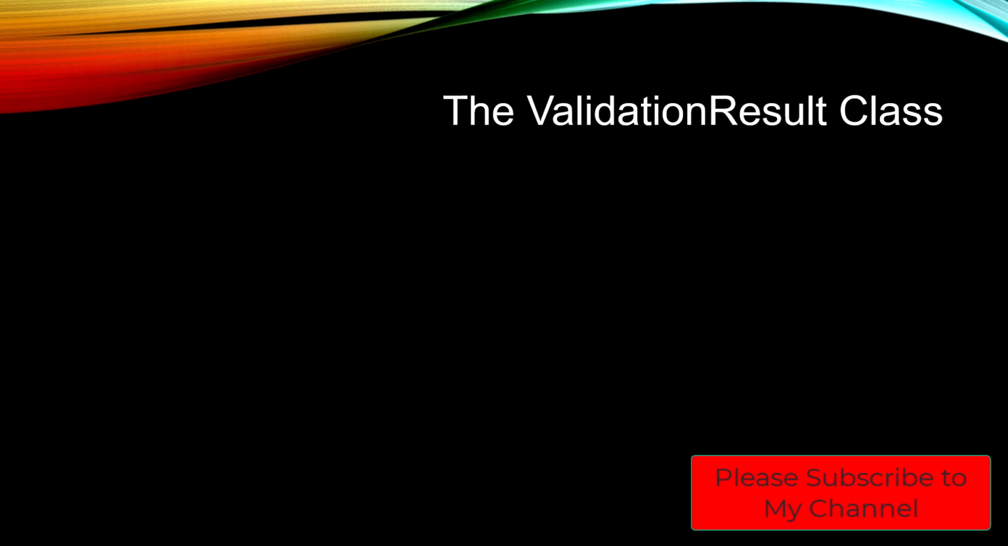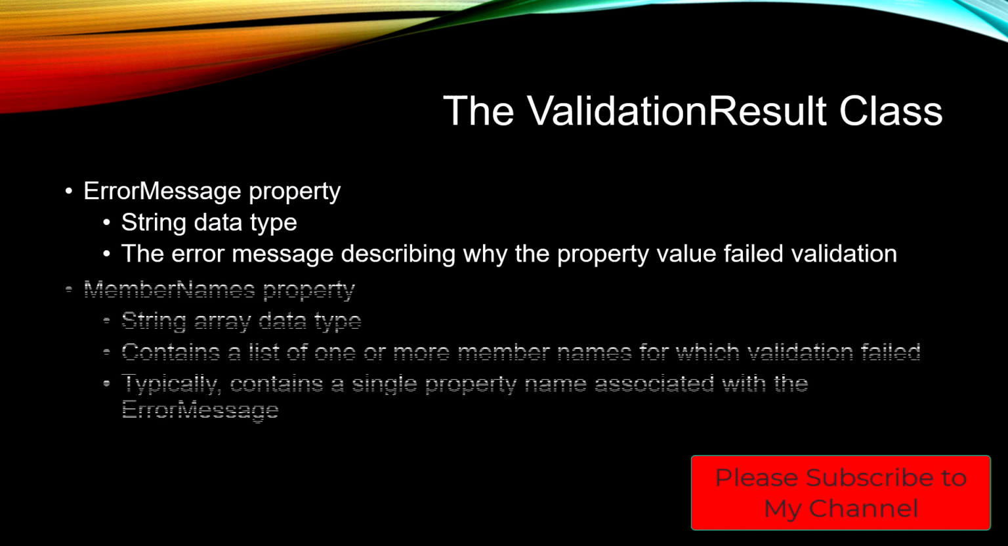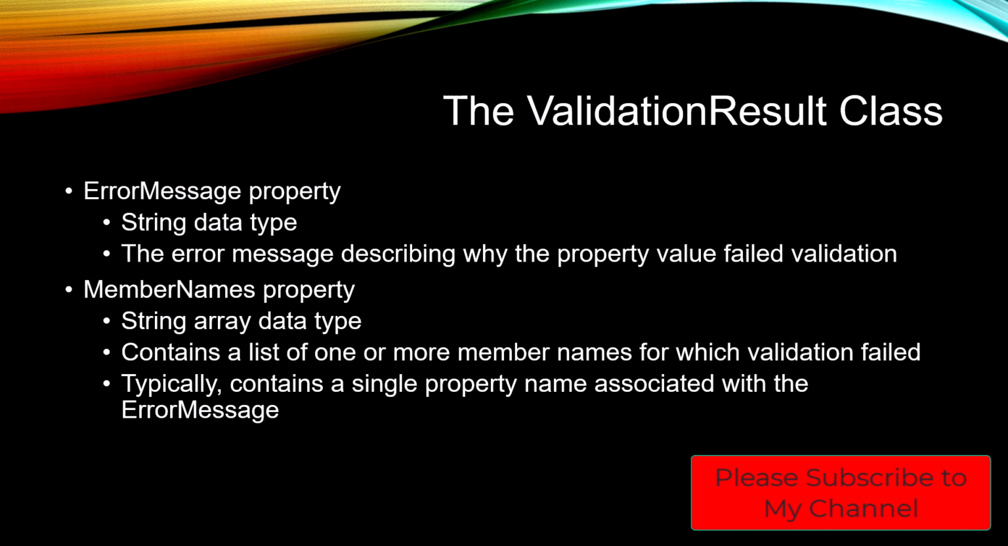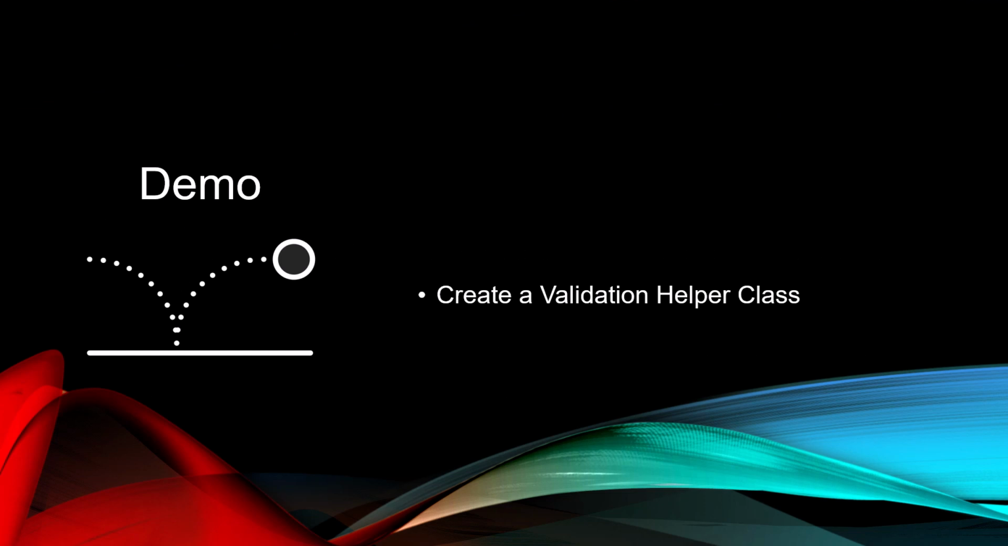Now, this ValidationResult class has an ErrorMessage property. It's a string data type, of course. And the error message is what is used to describe why the property value failed the validation, just like we saw in that first sample that I ran. It then also has a MemberNames property. Now, this is a string array data type, containing a list of one or more member names for which that validation failed. Typically, it only contains a single property name associated with the error message. It's only in very outlying edge cases that you would ever have more than one member name associated with an error message. So let's take a look at creating our Validation Helper class.